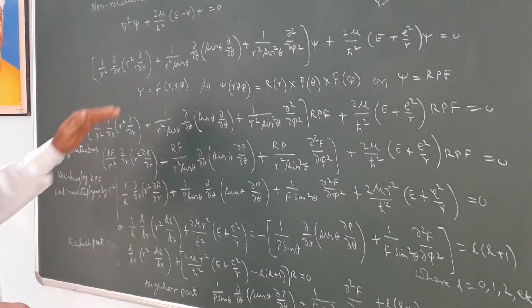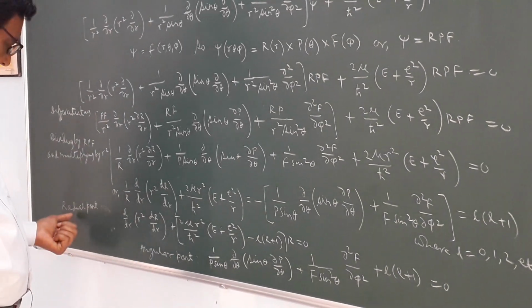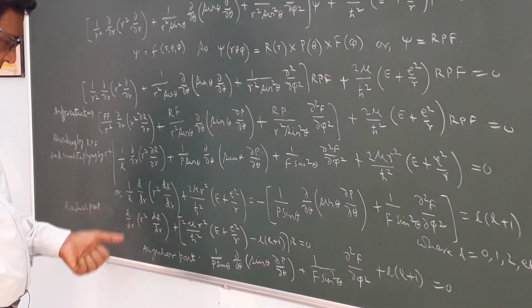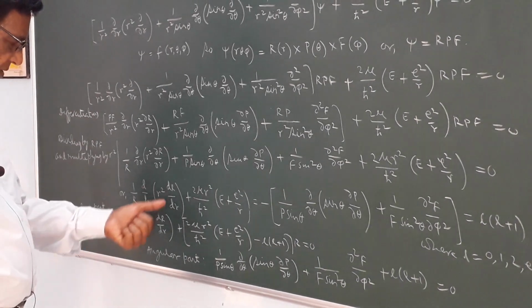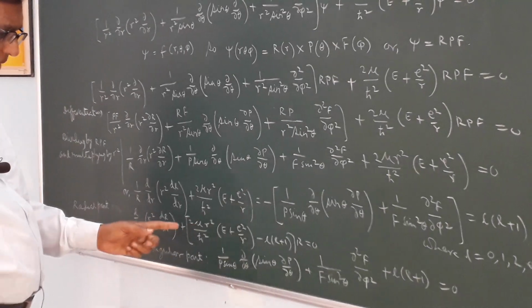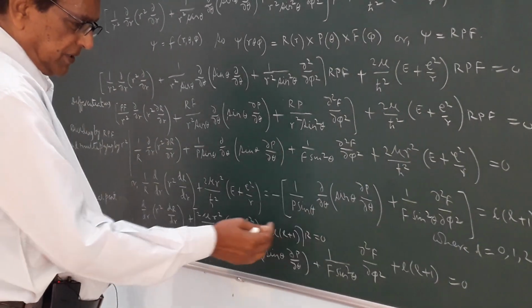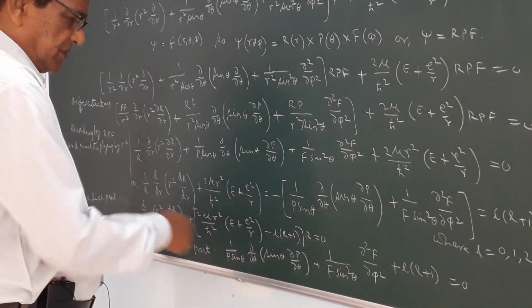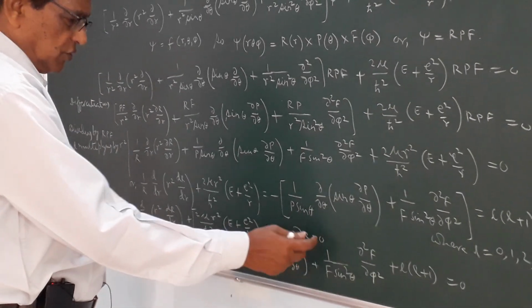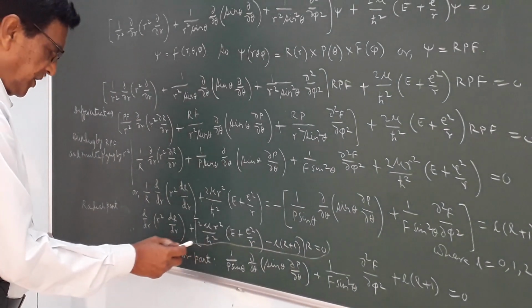So this Schrödinger equation is now separated into two parts: the radial part, d by dr of r square dR by dr, and this one, and again here, and this L into L plus 1 coming here with a minus, and R is multiplied, so equal to 0. This is the radial part of this Schrödinger equation.